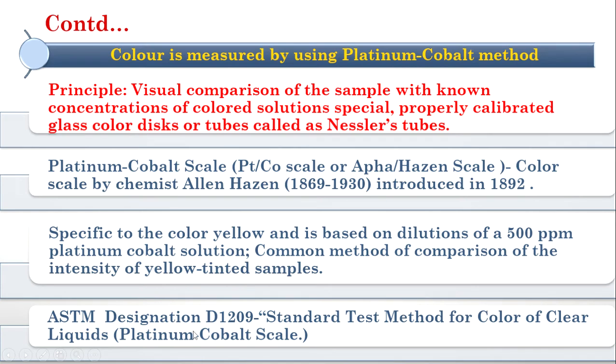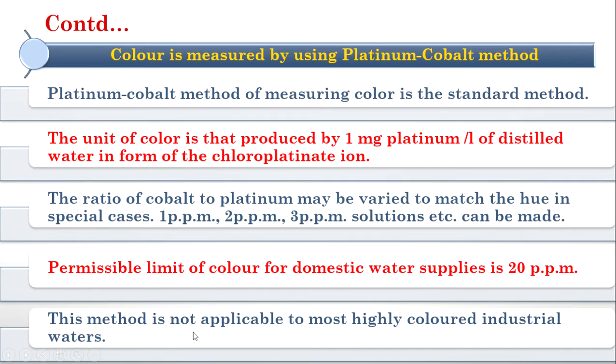So we will see what the procedure is. It is a standard method. This platinum cobalt method is a very standard method, and the unit of color by this method is that produced by 1 milligram platinum per liter of distilled water in the form of chloroplatinate ion. So a solution will be there. The solution will produce some color when light falls on it. That color is the standard for comparing all other samples.